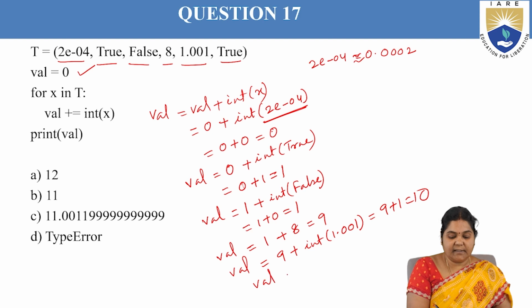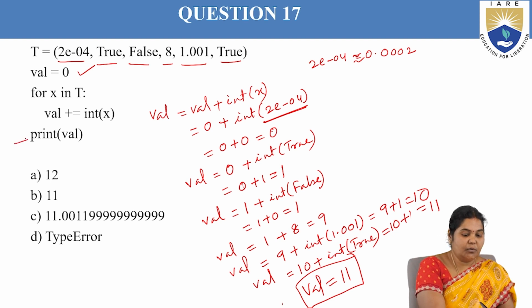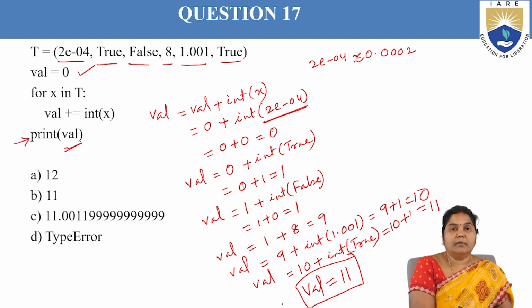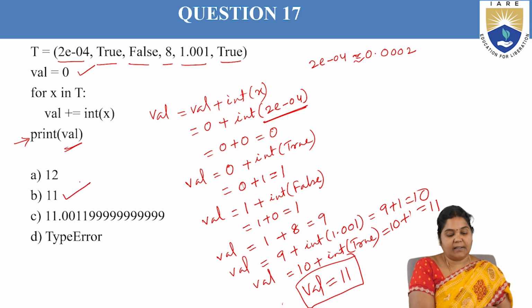In the sixth iteration, 10 plus integer of true. True is a boolean value which is 1. So 10 plus 1 becomes 11. Finally, when the loop is over, the value is updated to 11. Once the loop is over, print the value, which is nothing but 11. So 11 is the correct answer. The remaining are false answers. I hope this question is understood.